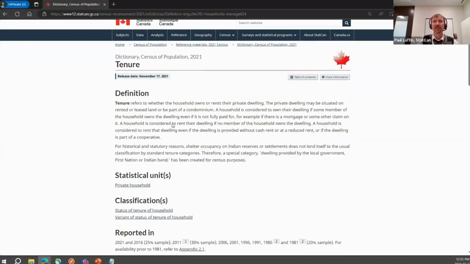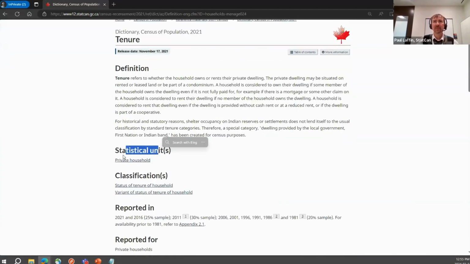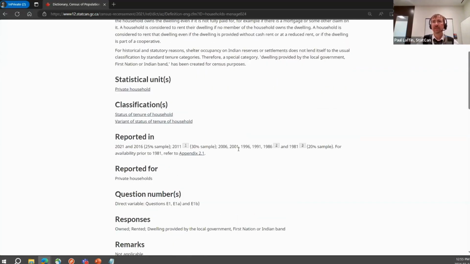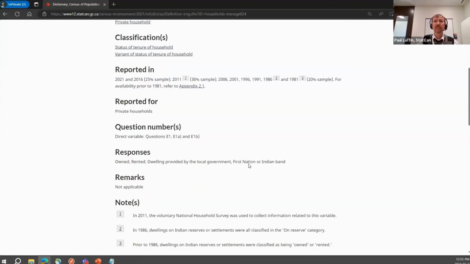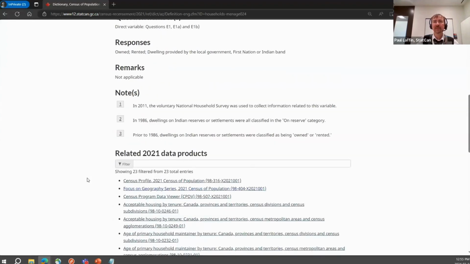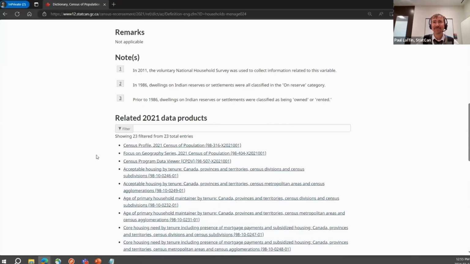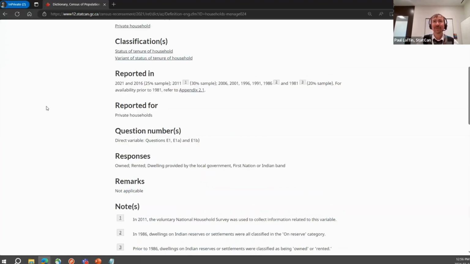There's a definition, and what statistical unit is being measured. It's a household. When was it reported, the different years. And what's cool about this, which I just discovered recently because I don't always scroll down to the bottom on these pages, is that all the data products related to this definition are listed, and you can see there are 23 data tables and products related to that. So these reference materials are fantastic.